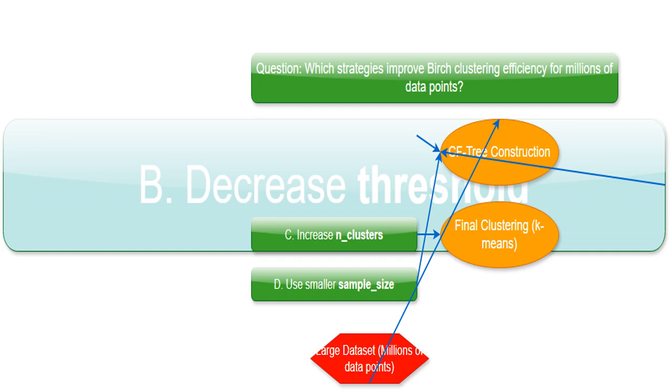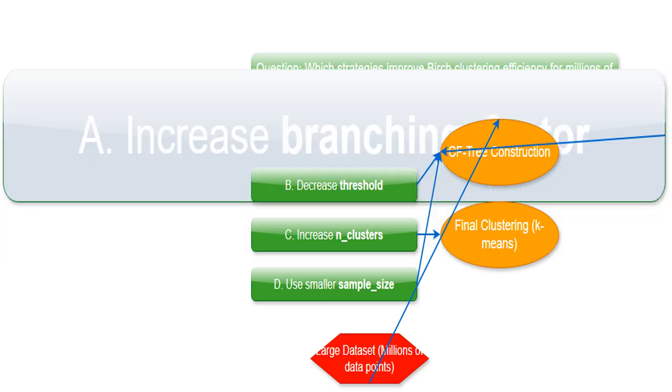This only affects the final k-means-like step. It doesn't change how quickly the CF tree is built. So, changing this doesn't help us speed up the initial tree construction. A smaller threshold makes the algorithm create more, smaller clusters. This makes the CF tree much more complex, slowing down the whole process.